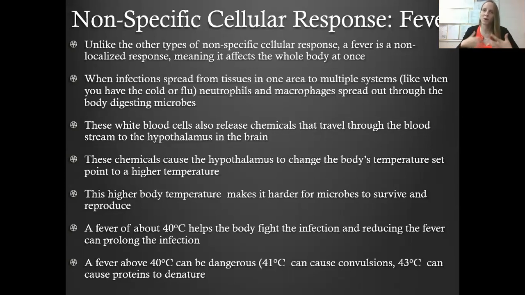Your body metabolizes more in order to now reach that higher internal temperature. And it does that because a lot of pathogens don't survive well at high temperature. So it makes it easier for your white blood cells to kill off the pathogens when your body is at a higher temperature. A fever of about 40 degrees Celsius is really helpful in the body fighting infection. And if you take medication to reduce your fever, it can actually prolong your infection. However, if your fever gets above 40 degrees Celsius, it can start to become dangerous because proteins can start denaturing, and yeah, not good.